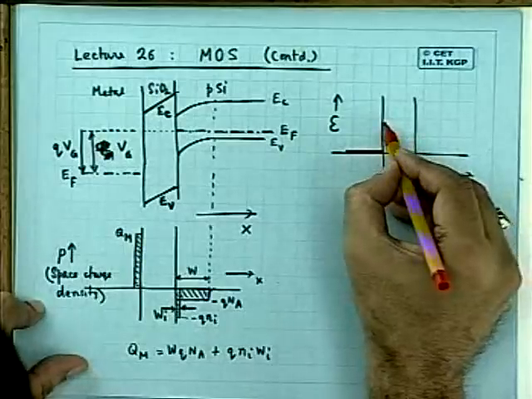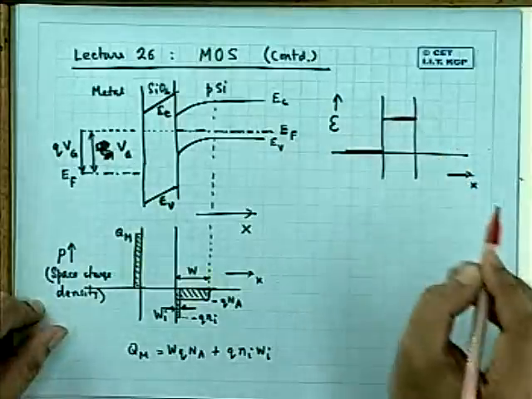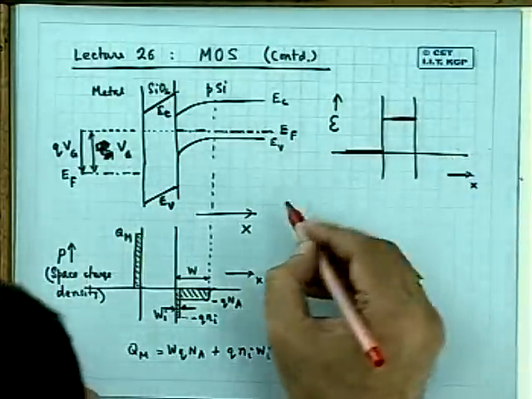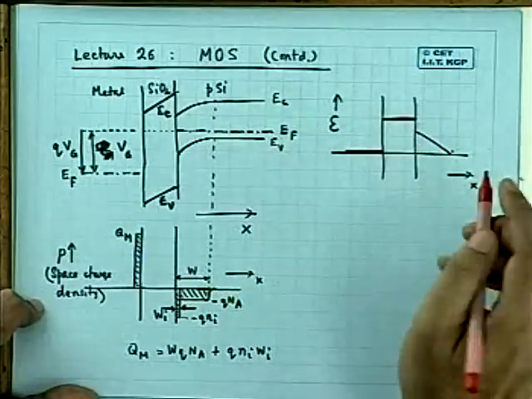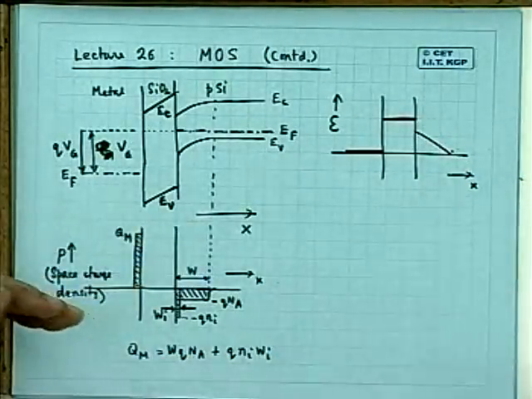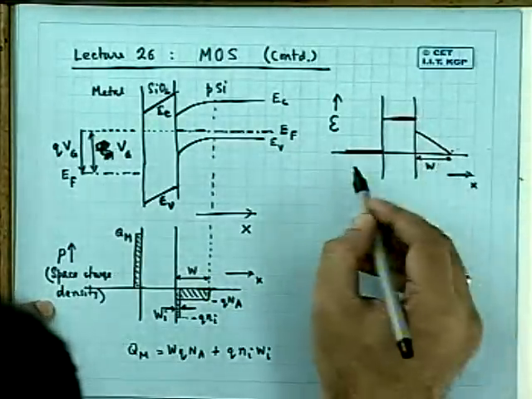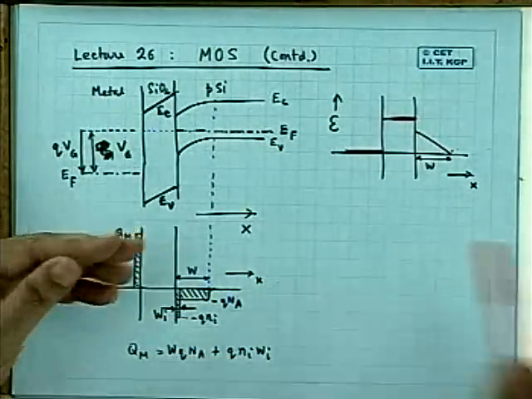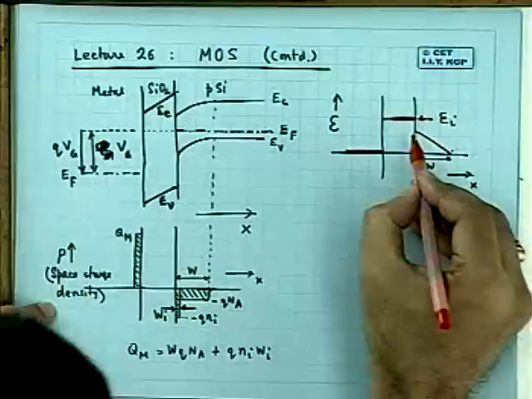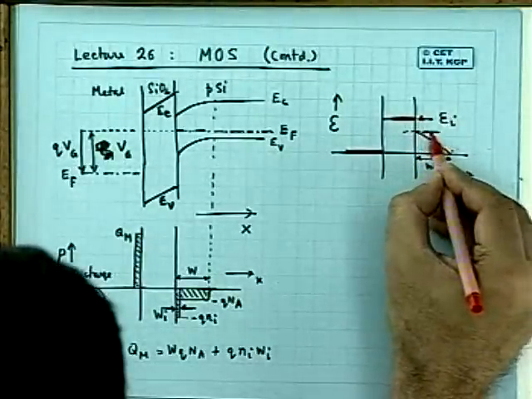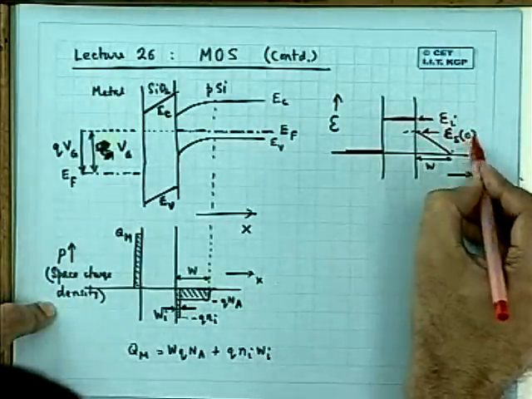Then within the oxide, the electric field may be a constant value, as indicated here by a linear slope. And within the depletion layer, the electric field is usually linearly varying, so that this is your W, the depletion layer width. This electric field I call the electric field at the insulator, and this electric field I call the electric field in the semiconductor at x equal to 0.